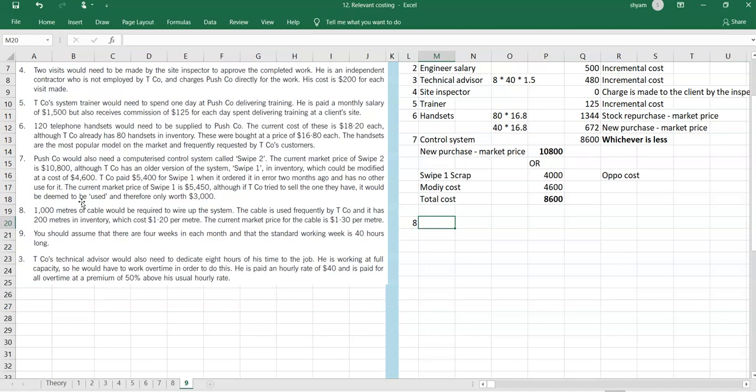8 is 1,000 meters of cable would be required to wire up the system. The cable is frequently used by TCO. So again, it's a frequently purchased one. It has 200 meters in inventory at a cost of 1.2. Historical cost is useless. The current market price of it is 1.3. So it is something, I think, which is similar to this.